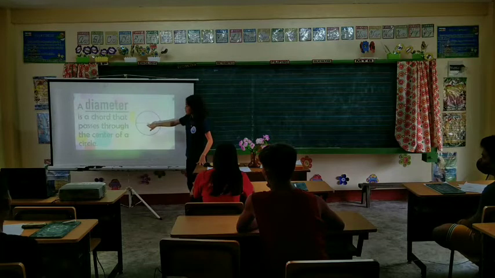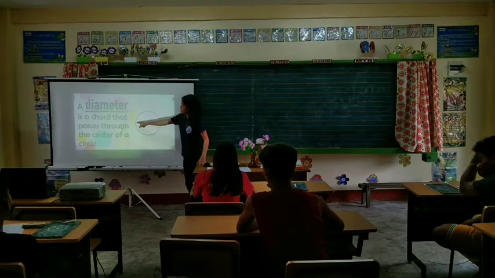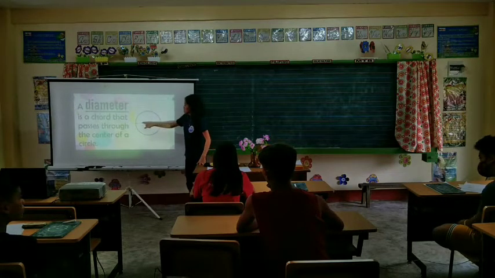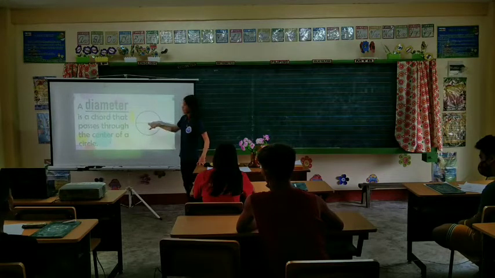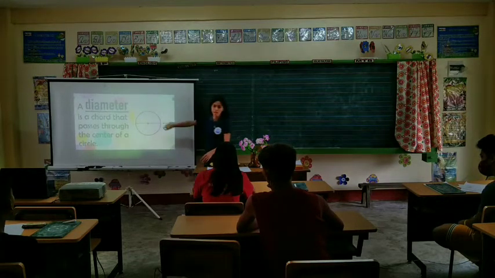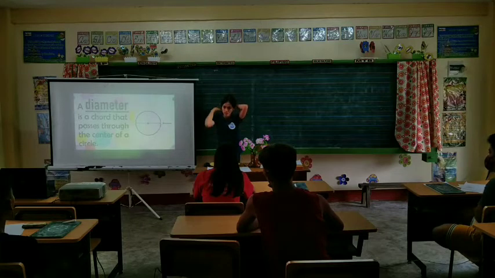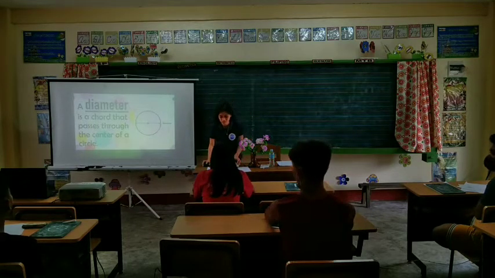Okay, this diameter is a straight line. This is a straight line formed by two radii. Okay? Any question about diameter? No, ma'am. Okay, very good.